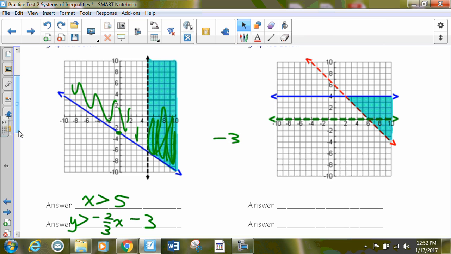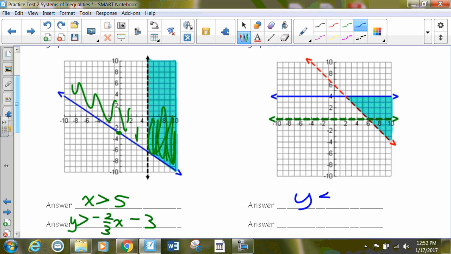So when I'm looking at this next one, I see that we have a y. The y is going through the 4. So that's going to be what? y is, the shading is down. So that's y is less than or equal to 4. I also see the green line. And the green line is also a y, and it's going through 0. And it is dotted, but it's also shaded. It's shaded above, so it's going to be y is greater than 0.